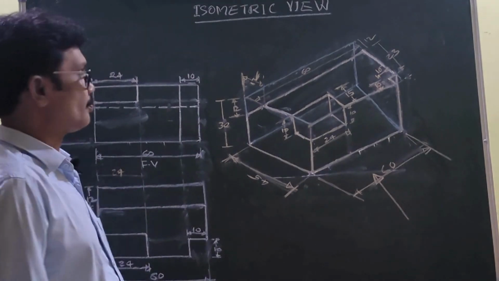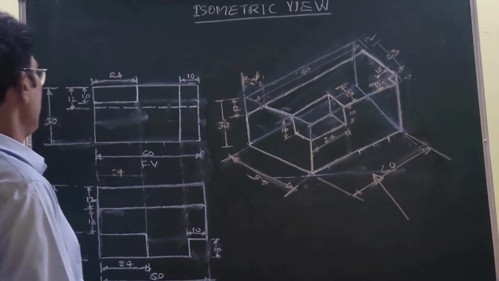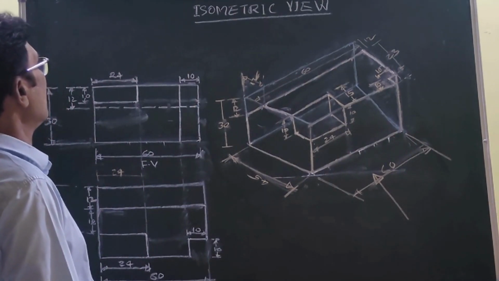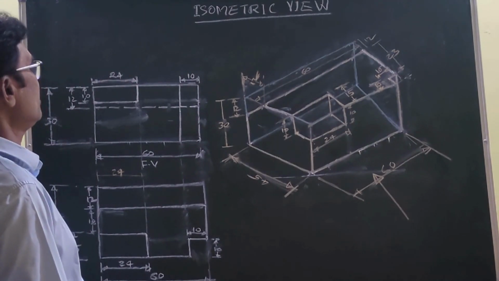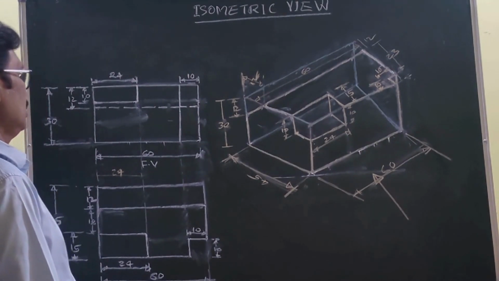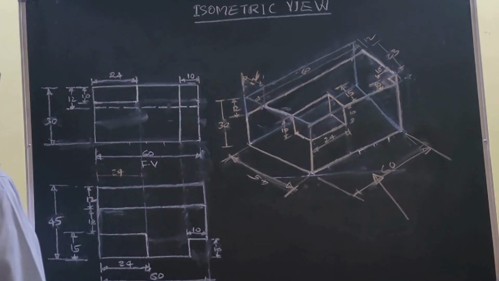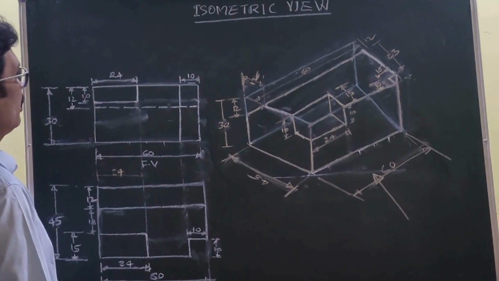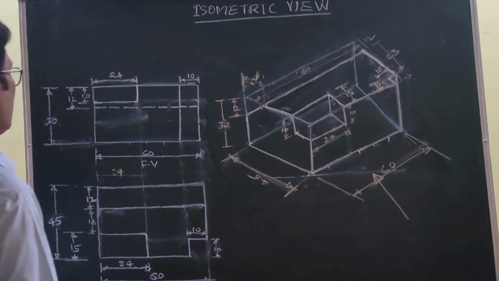Okay friends, so we discussed isometric views in engineering drawing. This is another problem, the second problem: how to develop an isometric view if the orthographic views are available.